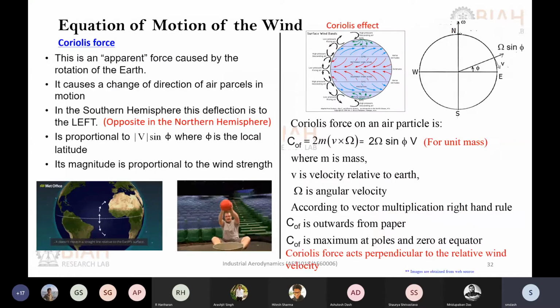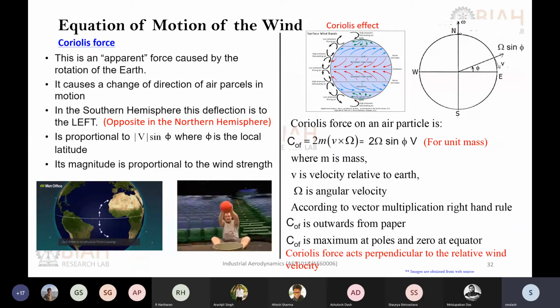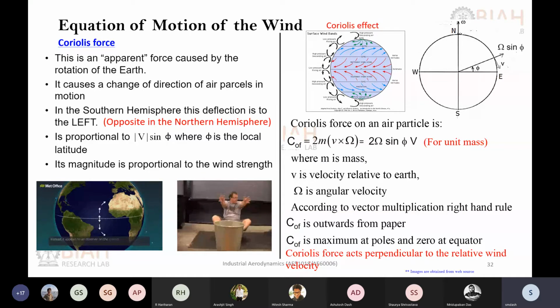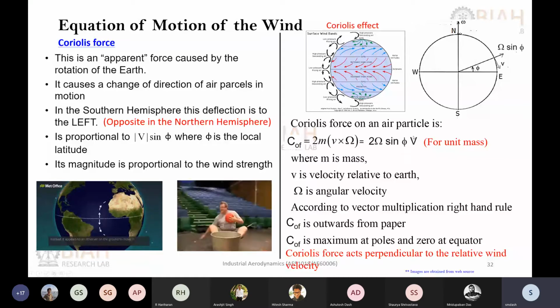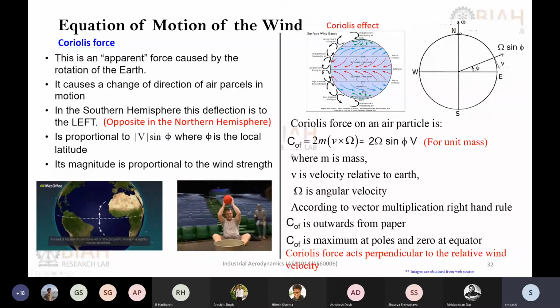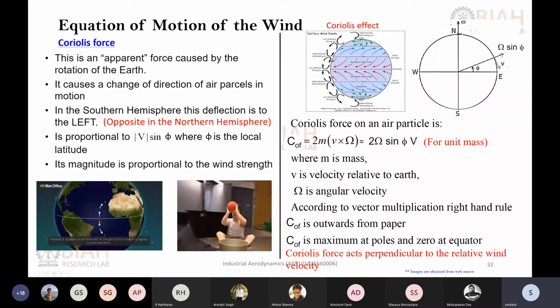Okay, and we have also seen the Coriolis force effect. When there is motion of the wind, due to rotation of the Earth, the air molecule or the wind itself will experience a Coriolis effect, and the magnitude of that is the one shown here, 2 omega sine phi v. Here v is the velocity of the wind, or the relative velocity of the wind. So you can see that the Coriolis force is also a function of the wind velocity itself. If you have a larger wind speed, the Coriolis force will be higher. If you have a smaller wind speed, the Coriolis force will be lesser.